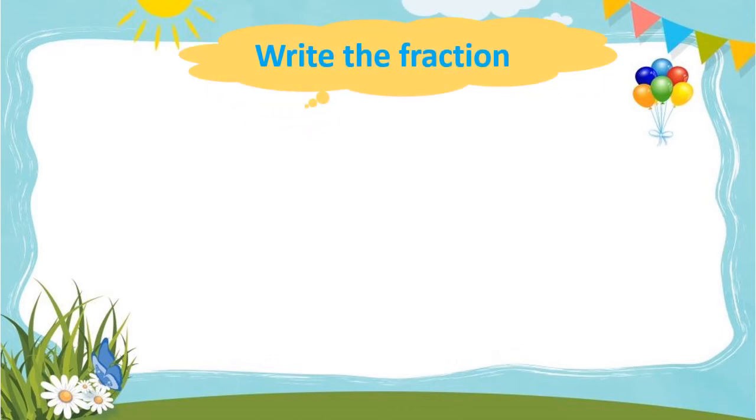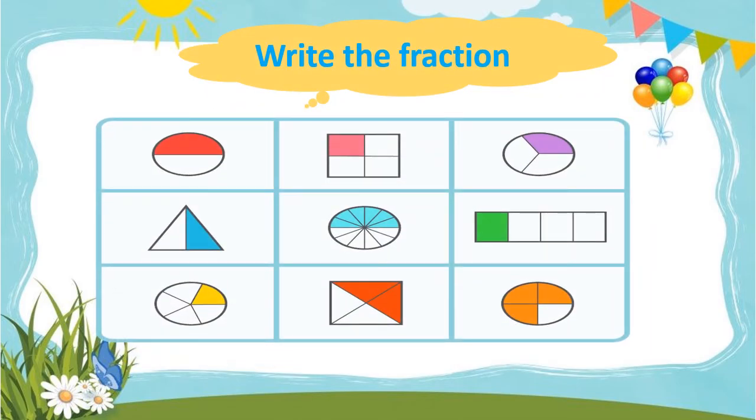Write the fraction. The first fraction we have is a circle cut into 2 equal parts. We shaded 1 out of 2, so the fraction will be 1 out of 2. The second one, we have a square cut into 4 equal parts. We shaded 1 out of 4, so the fraction will be 1 out of 4. The next, we have a circle cut into 3 equal parts. We shaded 1 out of 3, so the fraction will be 1 out of 3.